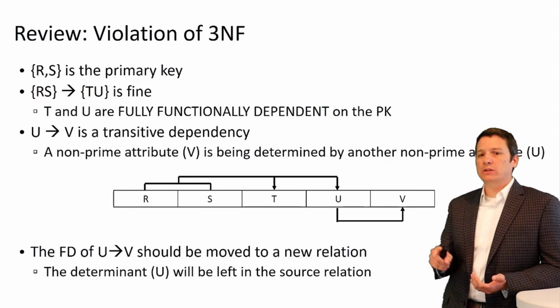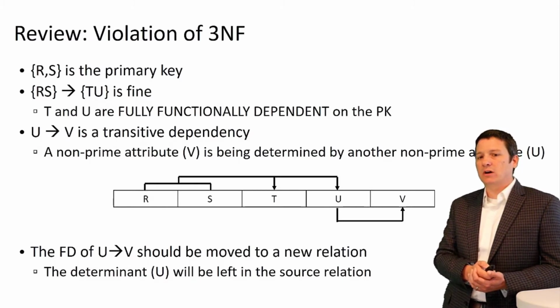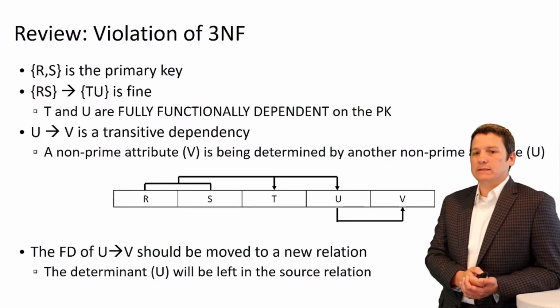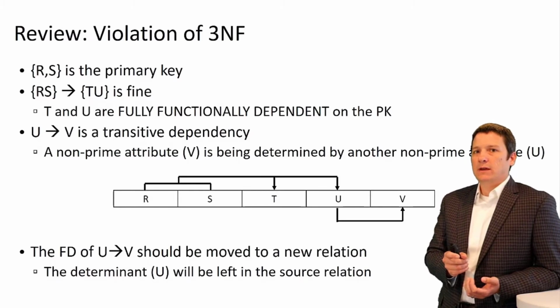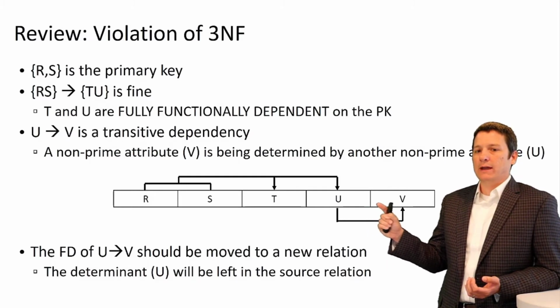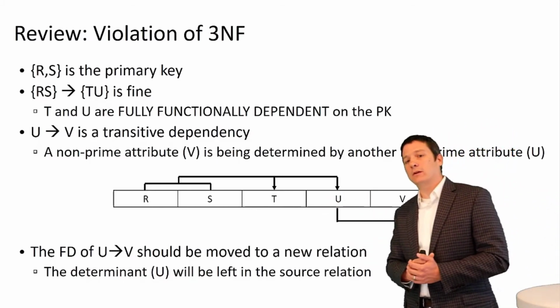However, U functionally determines V is a transitive dependency because this is a non-key attribute being functionally determined by another non-key attribute. And that's a violation of third normal form. So we would take this functional dependency, U determines V, and move that out into another relation. It would create a new relation with these two attributes, U and V, and that functional dependency, U functionally determines V. That's going to be in another table in our database.